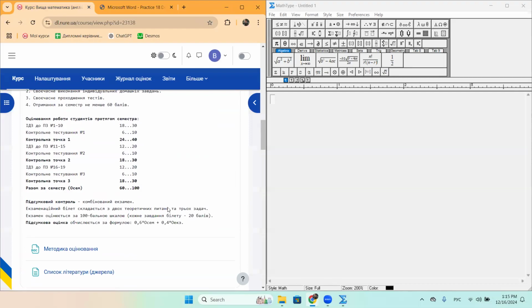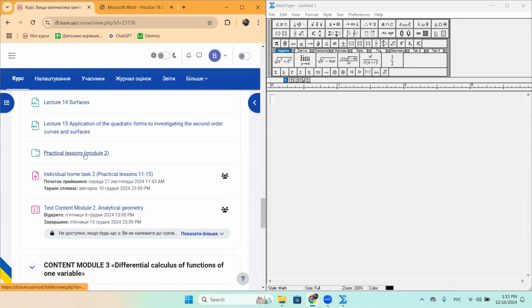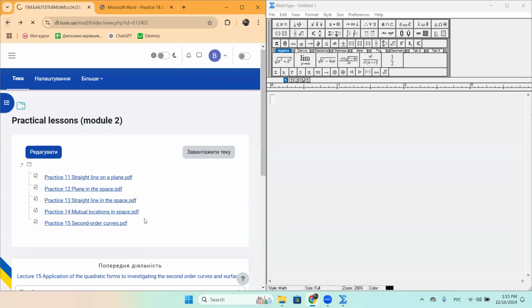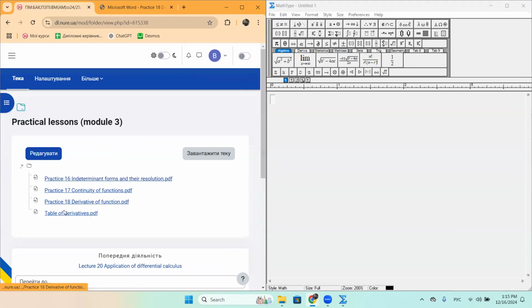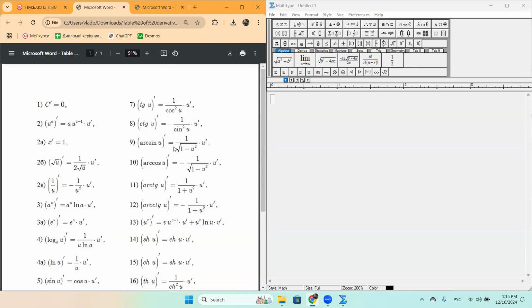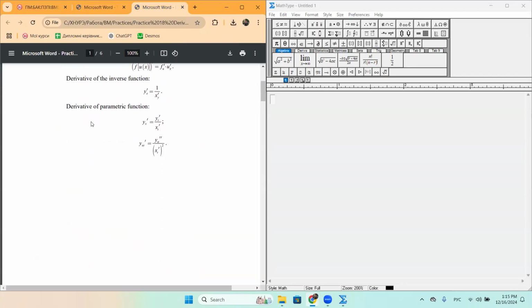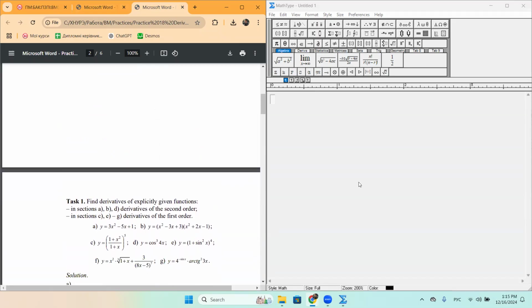Okay, no questions. And by the way, the table of derivatives can be found in the section with practical lessons. So here is the table of derivatives. Anytime you can look into it. Okay.